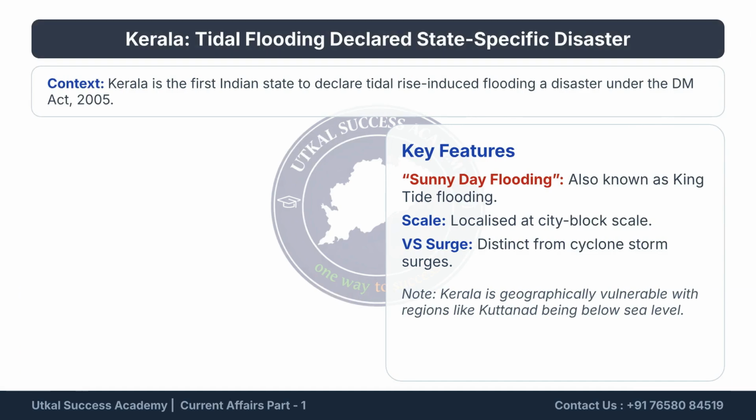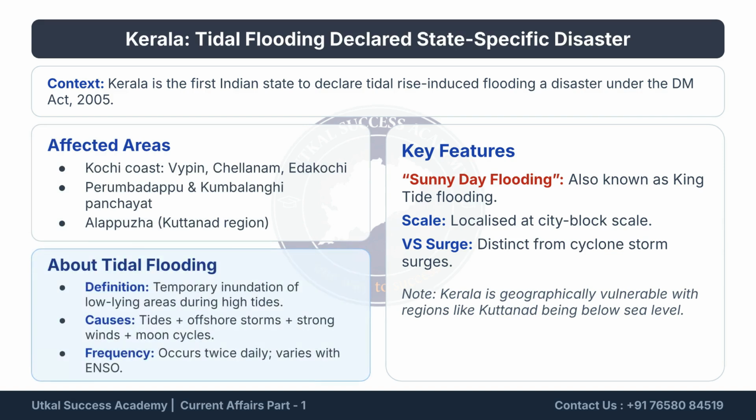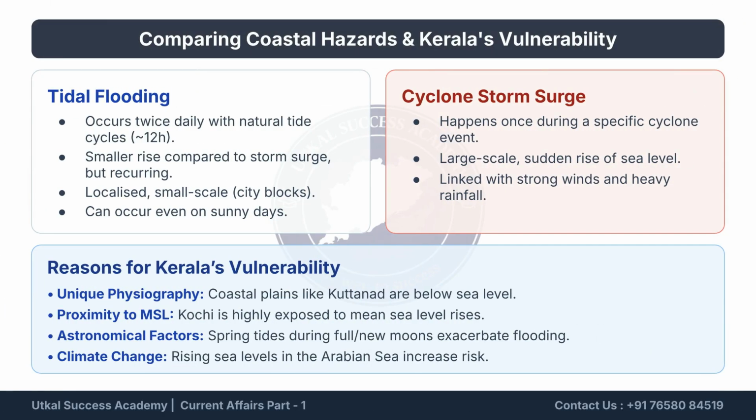niches. Kerala recently declared tidal rise-induced flooding a disaster under the DM Act 2005. Affected areas include the Kochi coast and the low-lying Kutanad region. Tidal flooding is a temporary inundation of low-lying areas during high tides, sometimes referred to as sunny day flooding. Tidal flooding is recurring and localized, while cyclone storm surges are large-scale, sudden sea level rises linked to specific cyclone events.